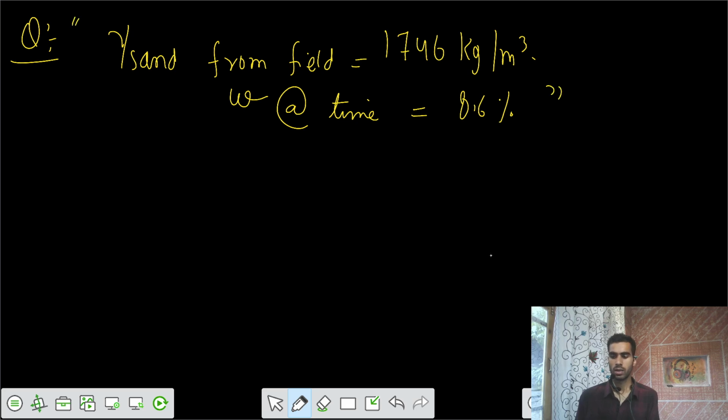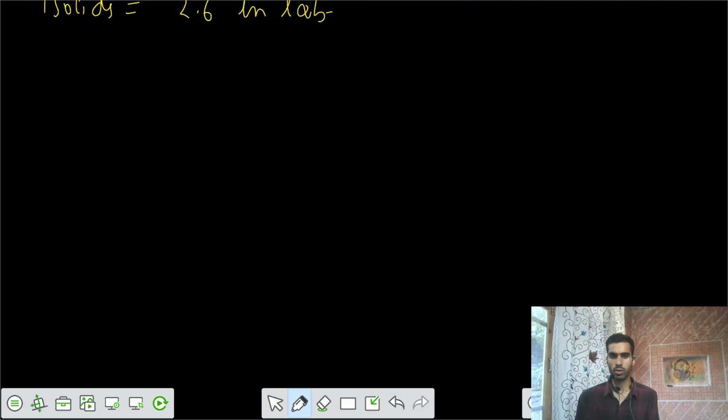Okay, and one more thing is there, gamma solids. This is the gamma of the solids. This is 2.6, and that was checked in the lab. And one more data, that in the lab also.